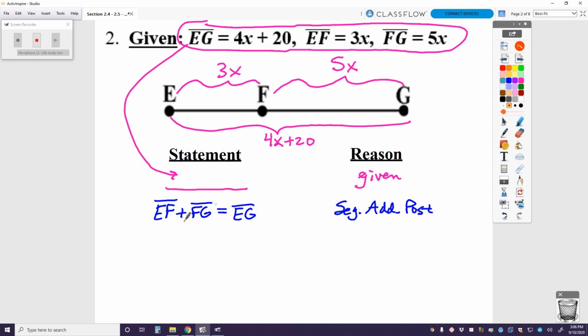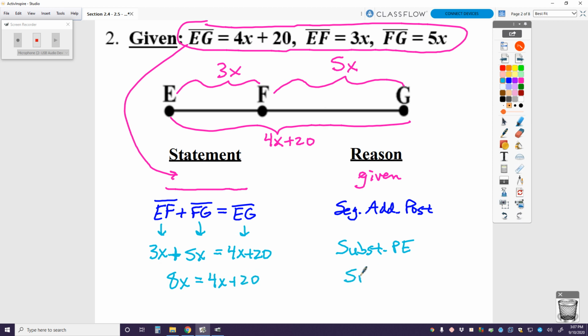Now we can make our turn and say, well, what value does segment EF have here? It is 3x. Plus, we can substitute out segment FG for a 5x. And we can substitute all at the same time the EG for 4x plus 20. Now again, really I'm doing 3 rounds of substitution there, but I can do all 3 at the same time as long as they use the same reason, which they do, the substitution property. All right, next up, we can combine some like terms over here. We got 8x all together equals 4x plus 20. So that was a simplify step.